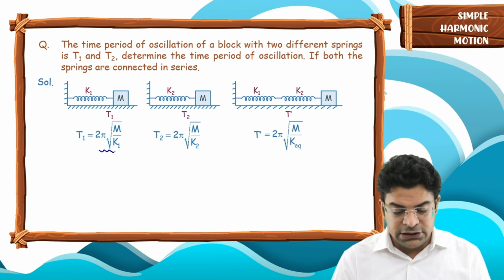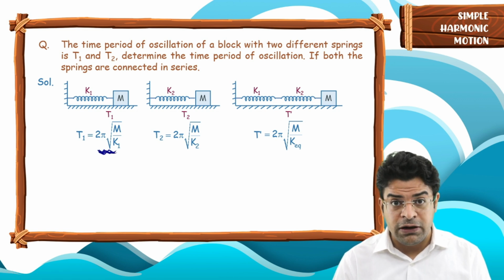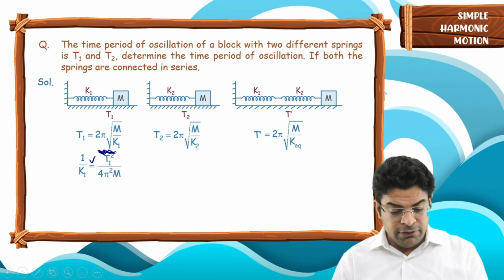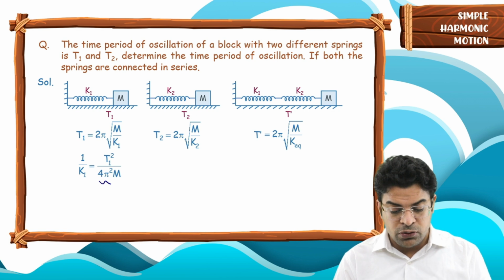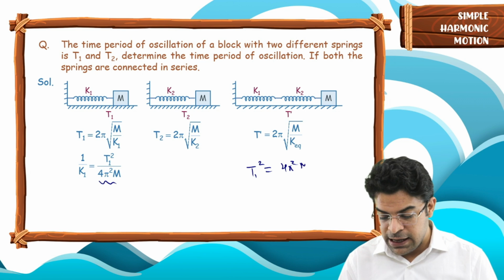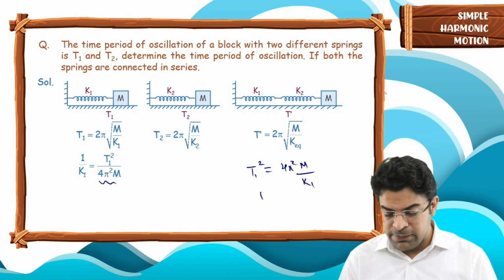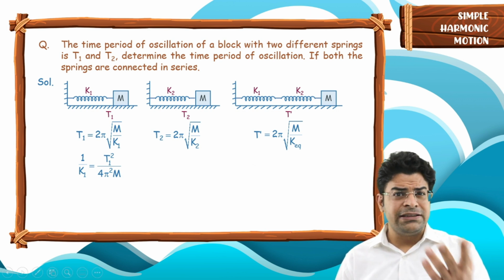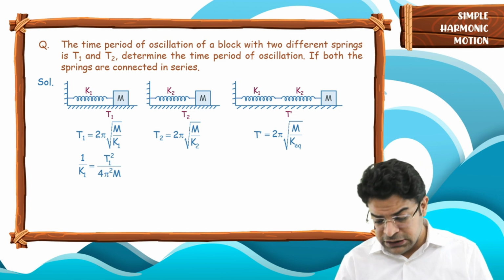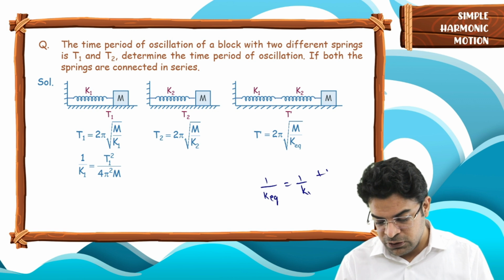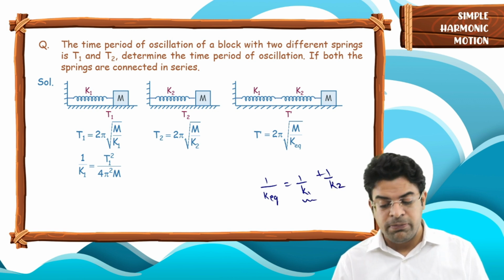From the first case, you can find out the value of 1 by K1. You will say that 1 by K1 comes out to be T1 square by 4 pi square m. How? Squaring both the sides, T1 square equals 4 pi square m by K1. And so 1 by K1 equals T1 square by 4 pi square m. Sir, why are you so interested in finding 1 by K1? Because I know that finally I will use 1 upon K equivalent equals 1 by K1 plus 1 by K2. That's why I have found 1 by K1.